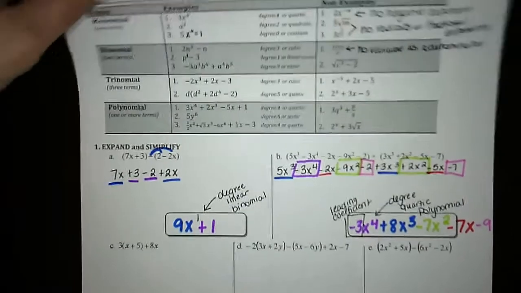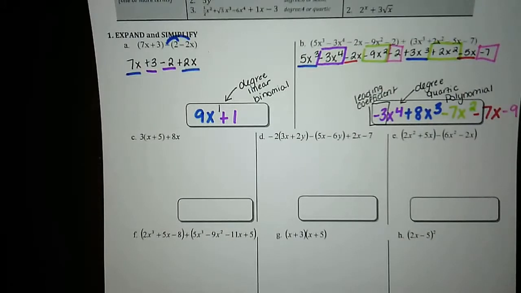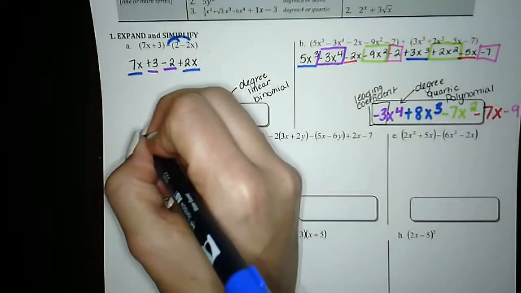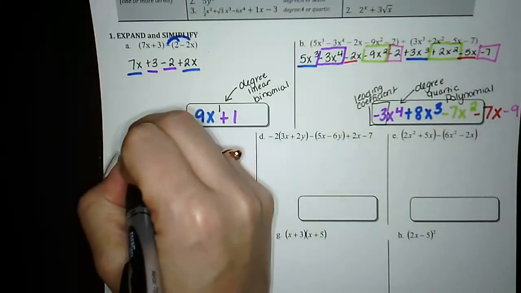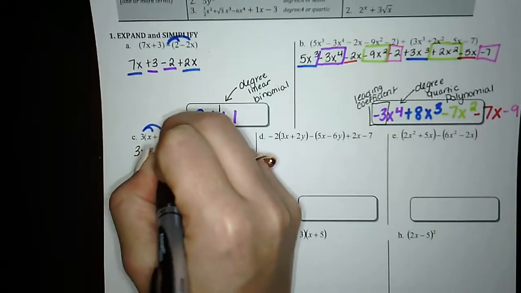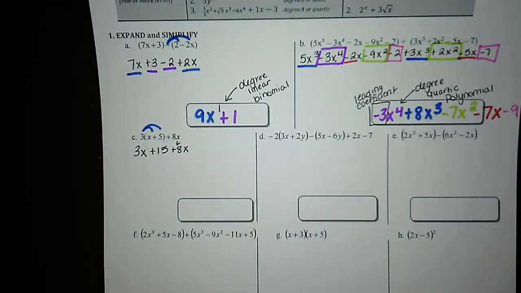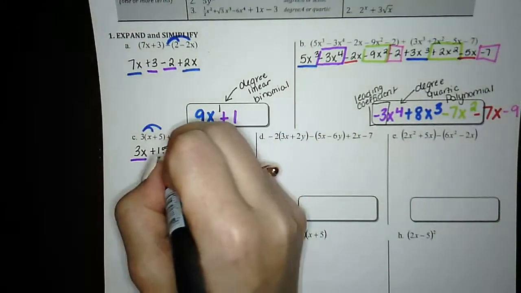Okay, now let's look at some more problems. If we look at part C, I see a number, a monomial, next to the parentheses. That means to multiply to everything in the parentheses behind it. So we're going to distribute this 3 to both the x and the 5. So 3 times x is 3x. 3 times 5 is 15. And then we just bring down this 8x. Now combine like terms. We have the 3x and 8x, which gives us 11x. And then we're just left with this 15.